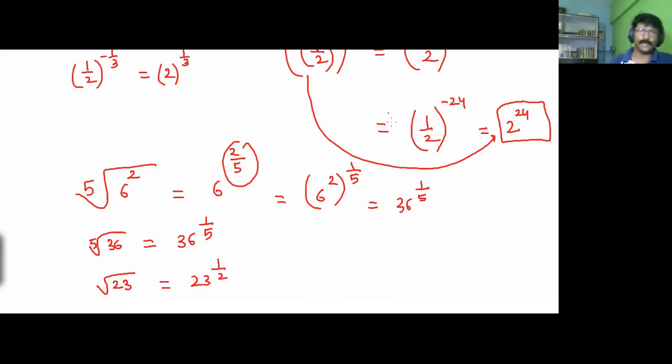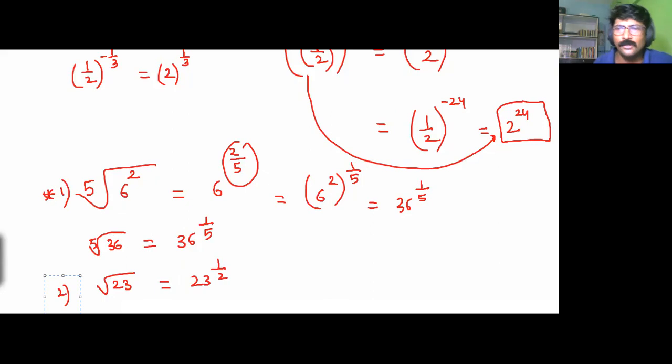Now, if you have understood all these examples, like example number 1, example number 2 or example number 3. These two are one and the same thing. One second. So this is one and the same thing, the 5th root of 36. So that's not a second example.